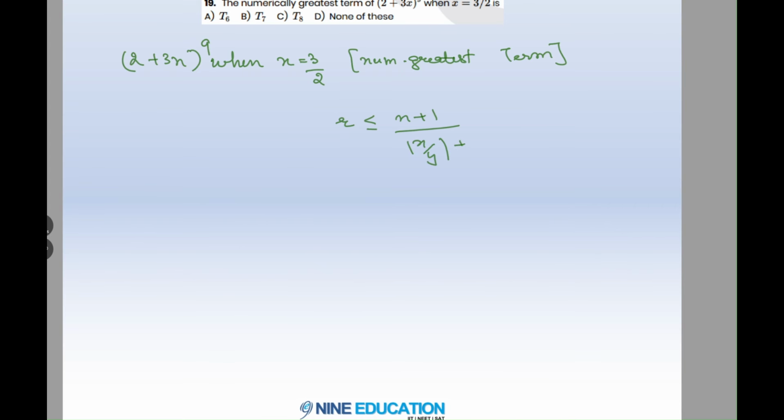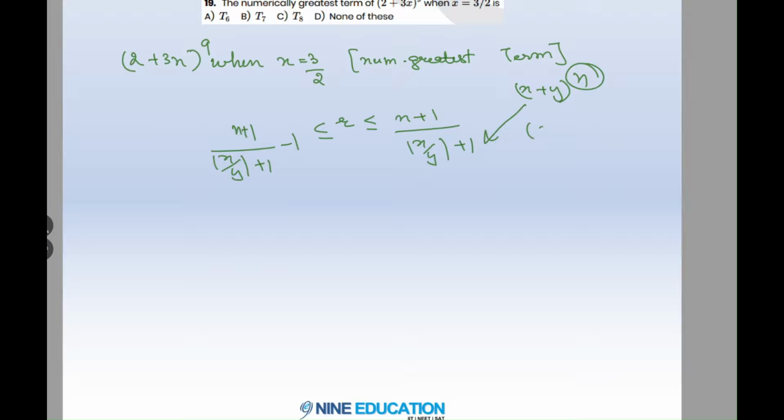Numerically greatest term for 2 plus 3x power 9 when x is 3 by 2. Formula for numerically greatest term is r less than n plus 1 by mod x by y plus 1, and r is greater than n plus 1 by mod x by y plus 1 minus 1, where the expansion is x plus y power n, then x by y, and n is the index.